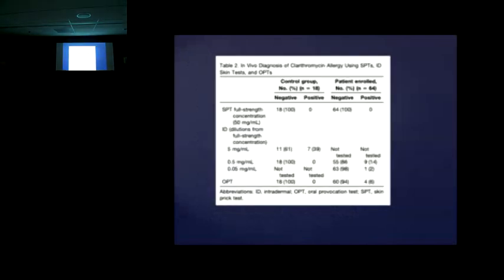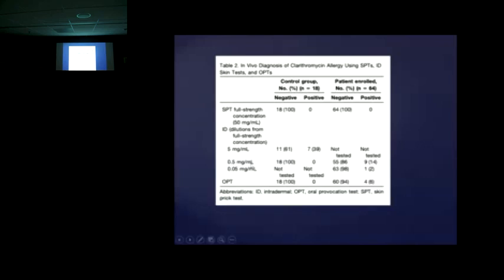Sorry, it's a little bit fuzzy, but I just want you to look at the bottom here. So here are the 3 different concentrations. With the highest concentration, they didn't test the patients. They only tested the controls. And with the lowest concentration, they didn't test the control group. They only tested the patients. So it's a little hard to compare between the 2 groups.